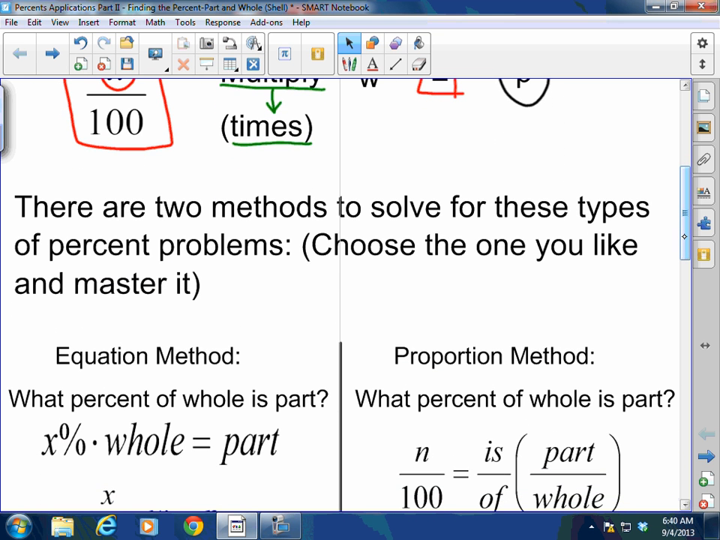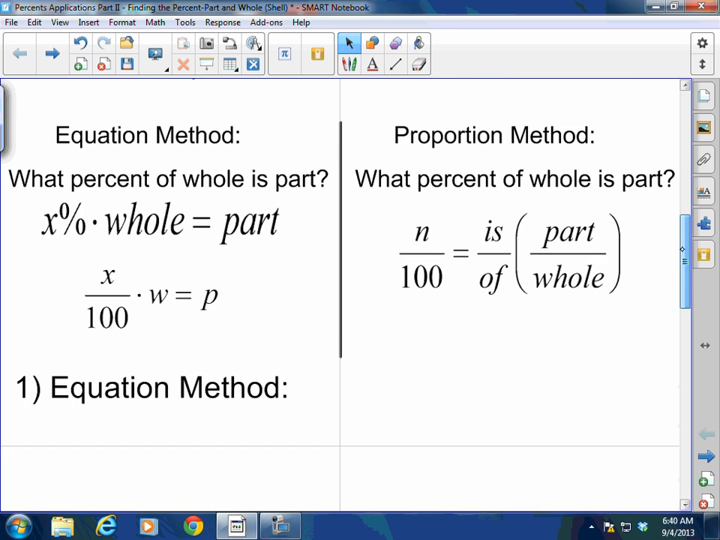There are two methods to solve these types of percent problems. I really want you to listen to both. I want you to absorb both. And I want you to choose one that you like. Not the one that I like, but the one that you like, and master it. Just use that all the time. Perfect it. So there's the equation method and the proportion method. Let's take a look at both.